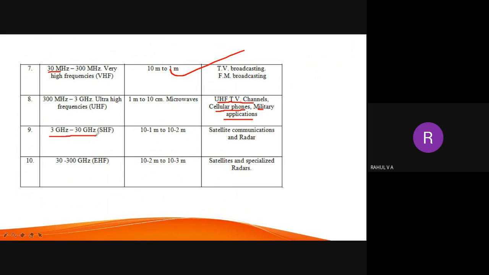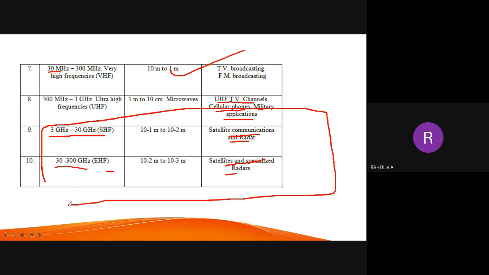Then 3 gigahertz to 30 gigahertz, satellite communication and radar. Then 30 gigahertz to 300 gigahertz for satellite and specialized radar. So, if they are developing a radar or satellite, the communication should be carried out using this frequency range, not any other frequency range. That is the importance of knowing the frequency bands or frequency allocation for different applications.